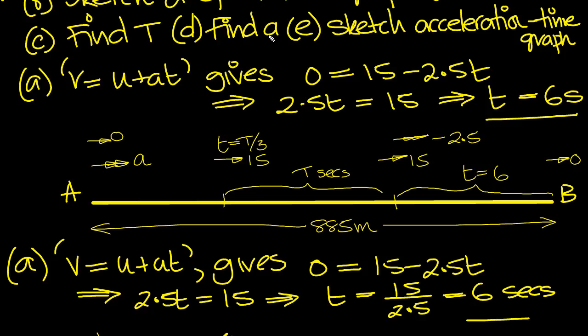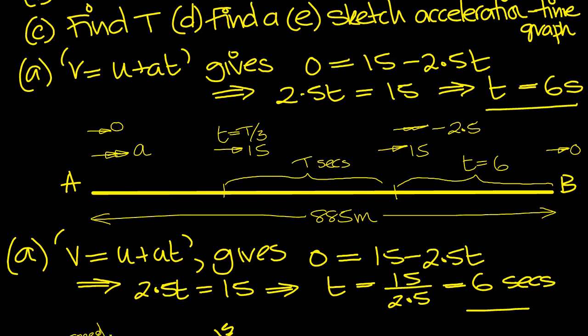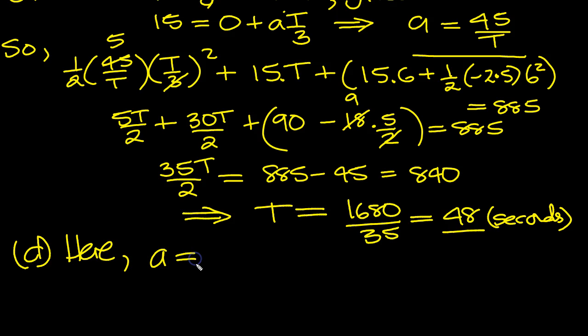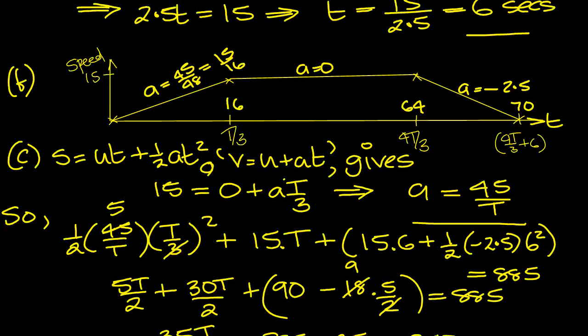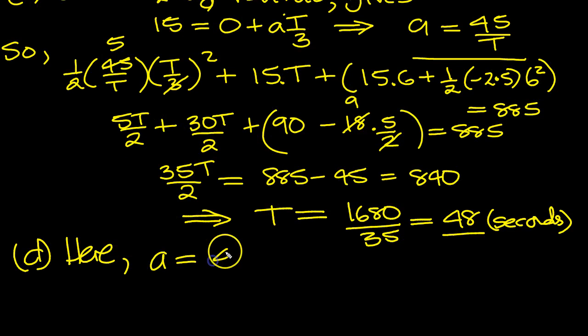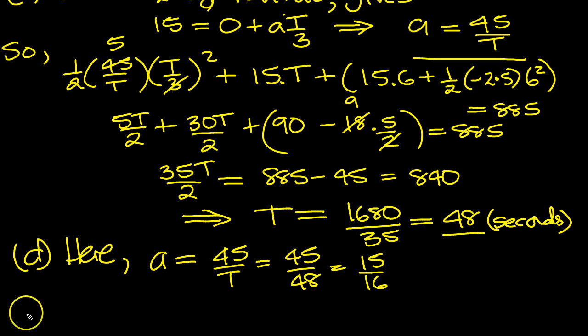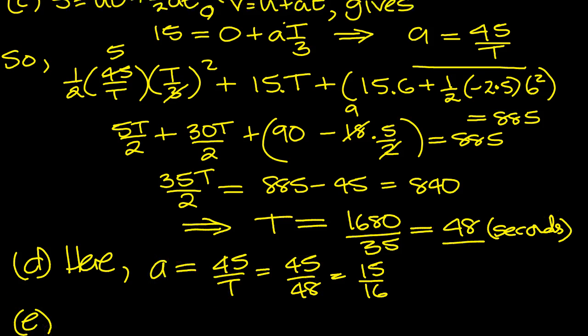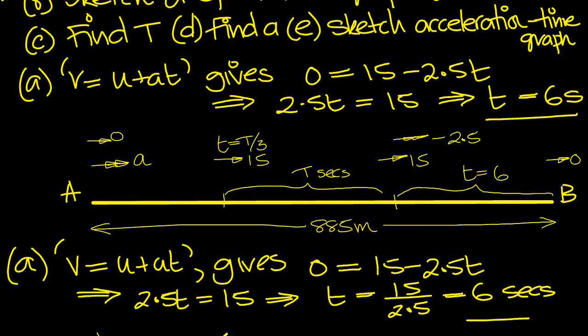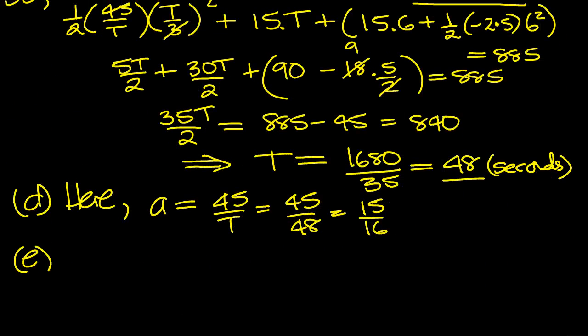So that's the acceleration then, because the next part of the question, the final part, find a, which we've done, d, we've done a, above, so let's just write that down. Here, a was equal to, I'll put it in that, here the acceleration was 45 over t, 45 over 48, which equals 15 over 16, and e, and now we just do a little part E, finish it off, sketch the acceleration time graph. So I'll do a little sketch of that just to finish things off.